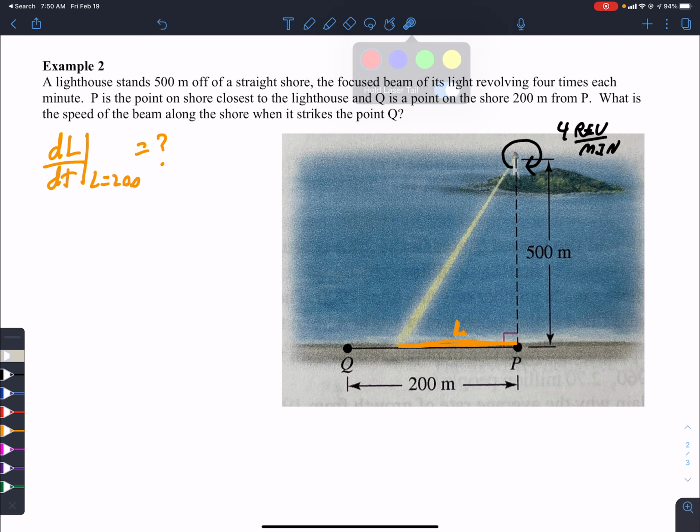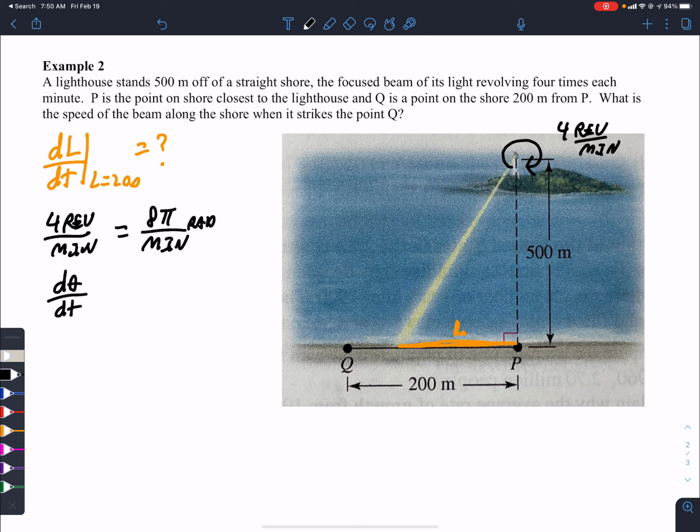Well, right there, that's a rate of rotation, right? 4 revolutions per minute. And this is where you have to think again. What is going on? So 4 revolutions per minute. Each revolution is 2 pi. That's 8 pi radians per minute. Now, if you look at that, that's a rate of change of an angle. So what they've really given you is d theta dt is 8 pi radians per minute.